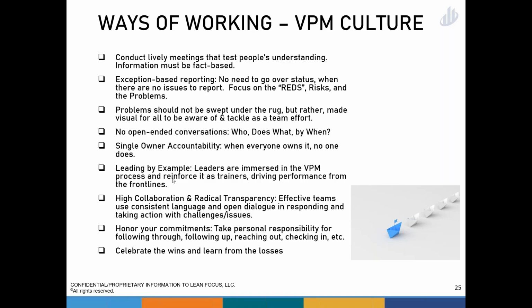Lead by example, right? So leaders are trainers, right? We're doing this work to deploy this. We're present in reviews, and we're coaching and helping in the context of these obeya rooms. High collaboration, radical transparency, right? So this is all about the teamwork in that room, right? This is all about focus on the objectives. Everybody brings value to that group, otherwise they wouldn't be there, right?